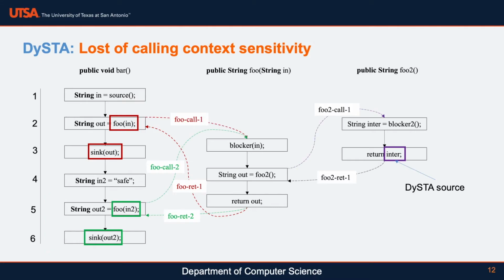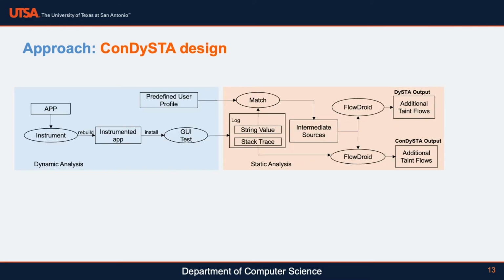So we need to add the context information for the intermediate source. In this example, only when the source is under the red context, it is a valid source. When it is under the green context, it is not a valid source. So we need to inject calling context into our approach, and we call this framework ConDySTA.